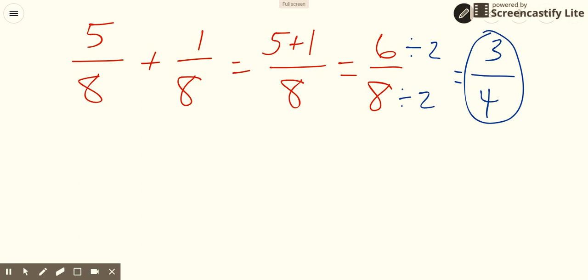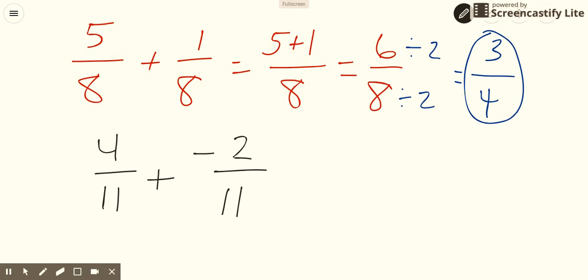Let's take a look at another example. Let's throw in some negatives now. When we add fractions with negatives, we're going to follow the same rules that we would with integers. So let's say I wanted to add 4/11 plus negative 2/11. The first thing I'm going to see is that I have one positive and one negative.